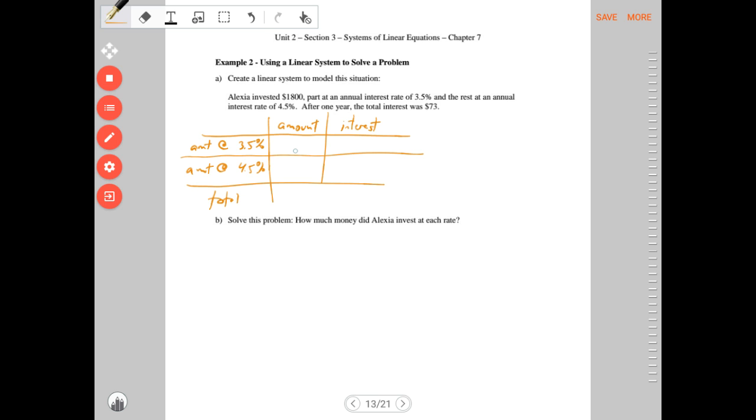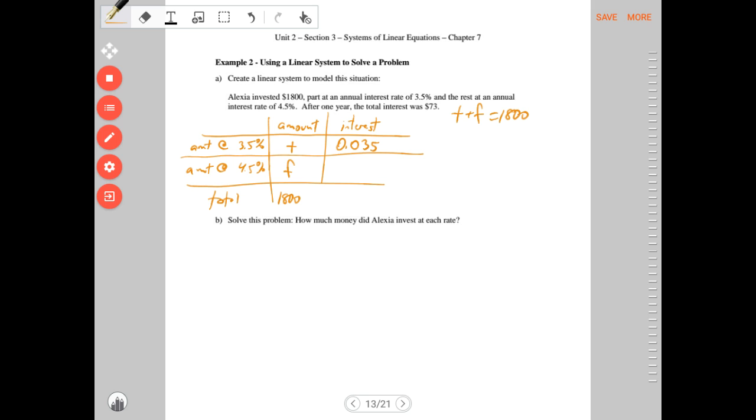So the amount at 3.5%, well, let's call that T. T for 3. Okay, and then the amount at 4.5%, let's call that F. Okay, and then the total, we invested $1,800. So that leads us to our first equation, T plus F equals 1,800. Now, how interest works, the only useful way to write a percentage is as a decimal, so 0.035. So that's the percentage.